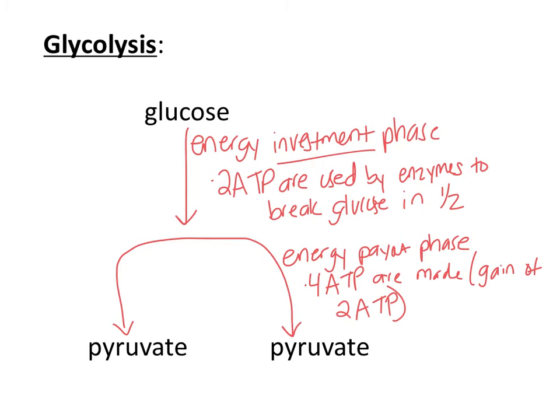Also, during that process, NAD becomes NADH. NAD is a molecule that the cell has available in it, and that NAD is ready to act as a shuttle bus to grab some electrons and shuttle them elsewhere. So during the energy payout phase, we make 2 NADH. So we essentially have 2 NAD molecules that grab electrons and we make these little shuttle buses.